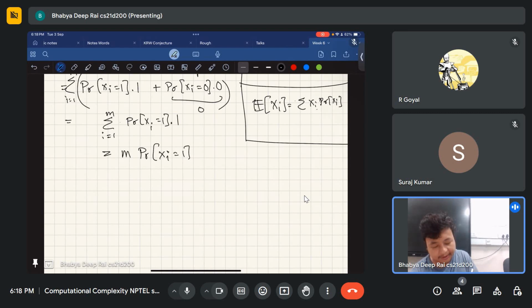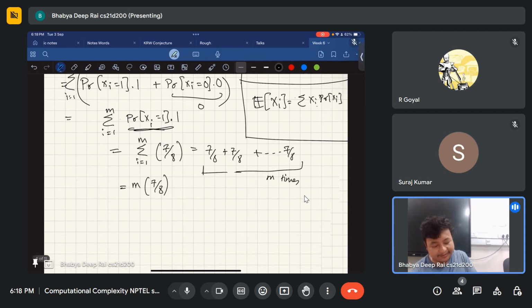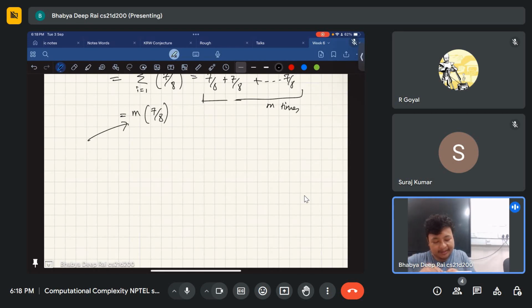Now, what is the probability that xi is 1? Each of the clauses can be satisfied with 7/8 probability. So the summation over i equals 1 to m of 7/8. What does this mean? You do 7/8 plus 7/8 plus 7/8 and so on, m times, which is nothing but m times 7/8. So this is the expected number of clauses satisfied.